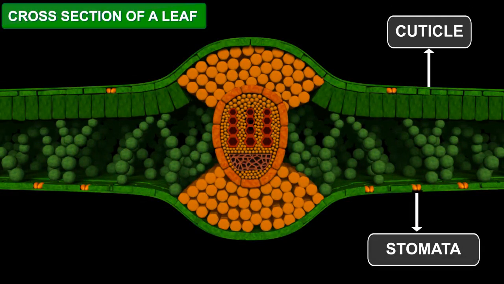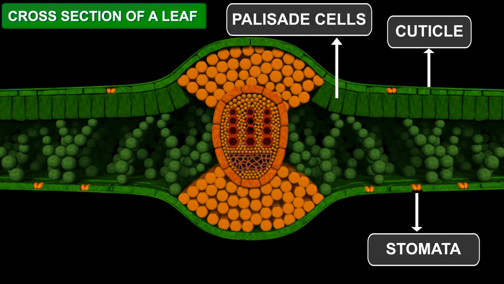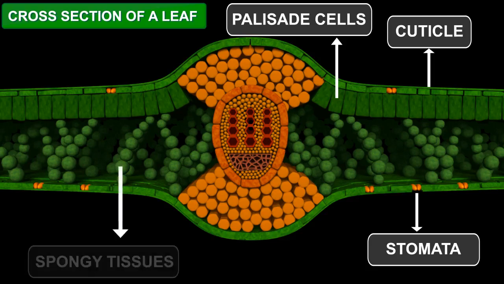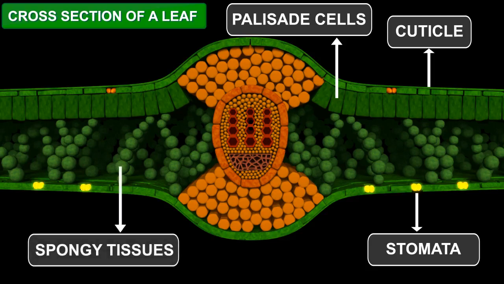The outermost layer is a waxy cuticle. Under the upper epidermal layer is the layer of palisade cells containing chloroplasts. Beneath the palisade cells are spongy tissues with air spaces. The stomata are located mainly in the lower epidermis.